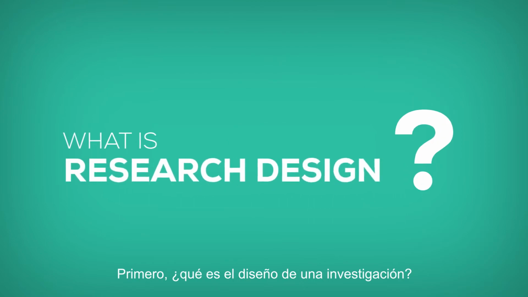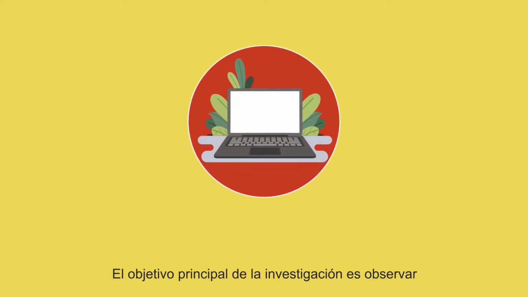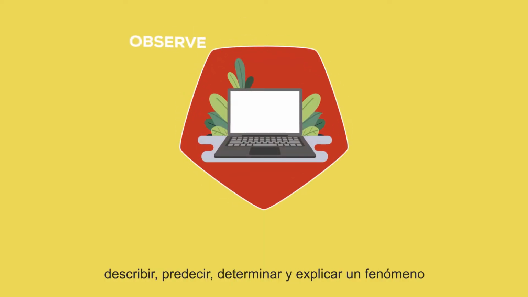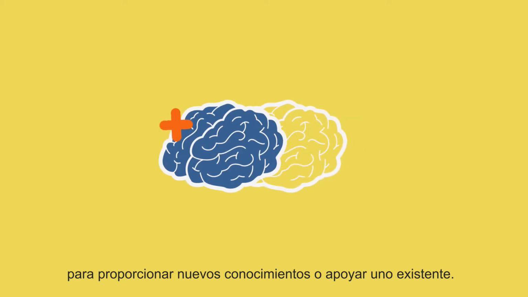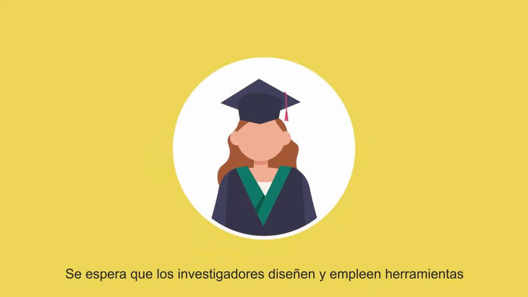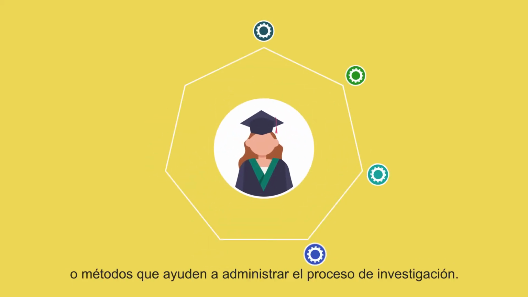Let's get started. First of all, what is research design? The main aim of conducting research is to observe, describe, predict, determine, and explain a phenomenon to provide new knowledge or support an existing one. Researchers are expected to devise and employ tools or methods that will help manage the research process.